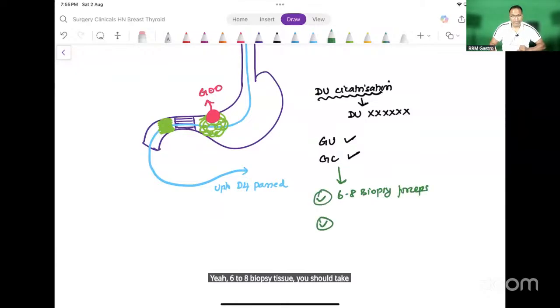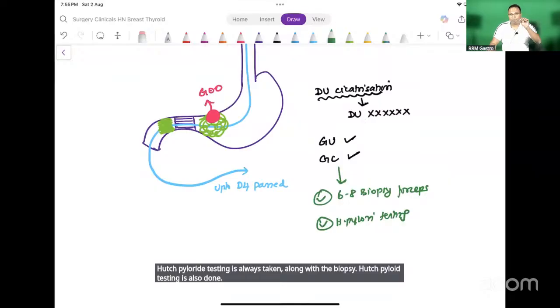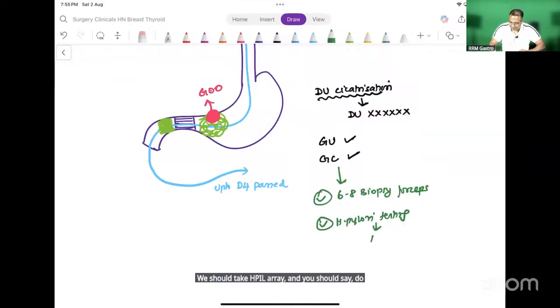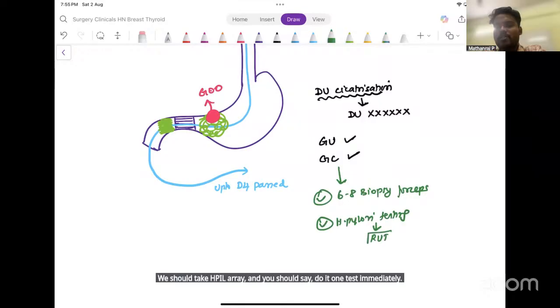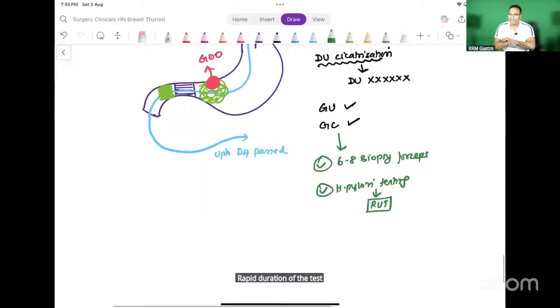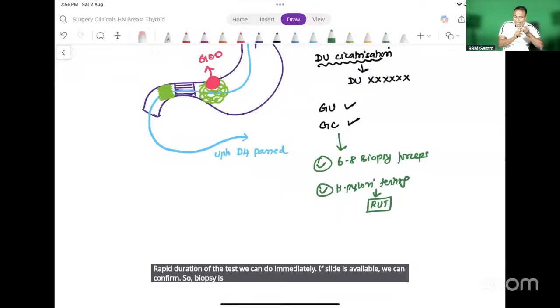Number 2, H. pylori testing is always done along with the biopsy. What test immediately? Rapid urease test. We can do the rapid urease test immediately. The slide is available. We can confirm. So 6 to 8 biopsies are taken and you should take H. pylori testing.